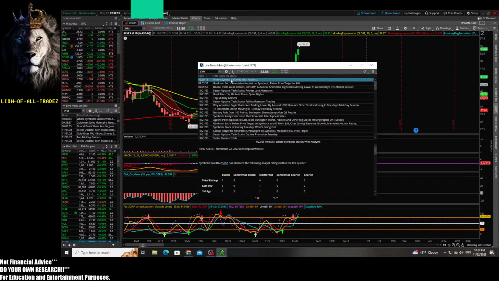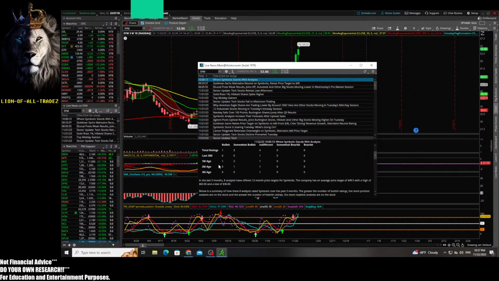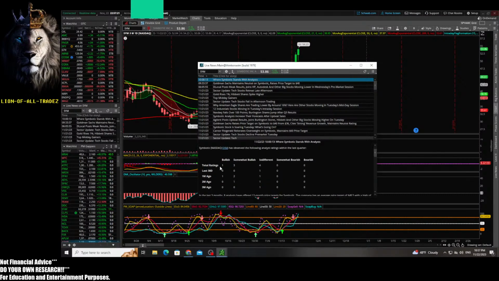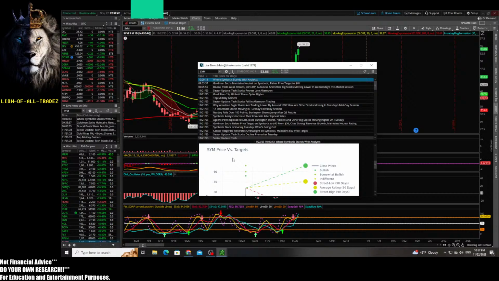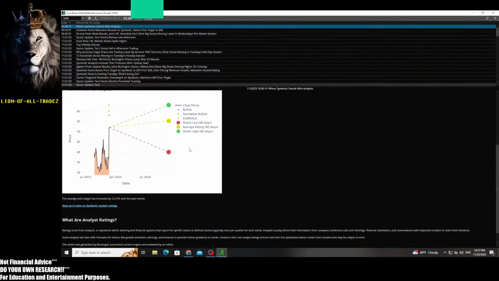Where Symbiotic stands with analysts. I'll just see the total ratings. 1 bullish, 3 somewhat bullish, 4 indifferent, but no somewhat bearish and no bearish. So we're leaning towards bullish for this stock. Okay. What are the price targets here? Let's see. All right, so heading into next year.